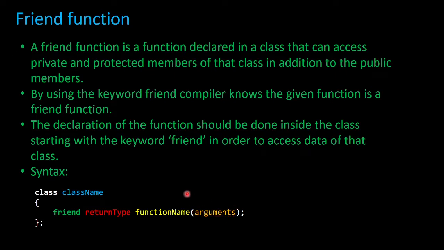So if I have a class named A and I want to declare a function, let's say display, to be a friend, I first write friend, then the return type, let me say void display, and then a number of arguments. By declaring this, we declare that it is a friend of the class named A in our example, so it can access the protected and private members of the class as well.